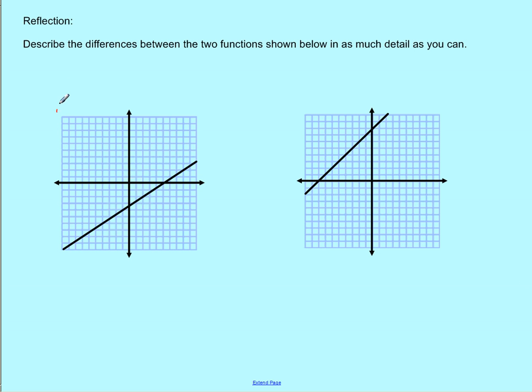two functions. We'll call this one function A, and we'll call this one function B. Just describe in as many ways as you can how function A is different from function B.